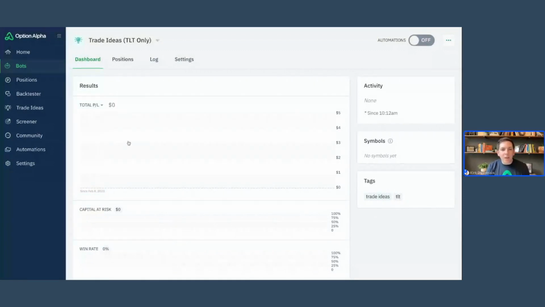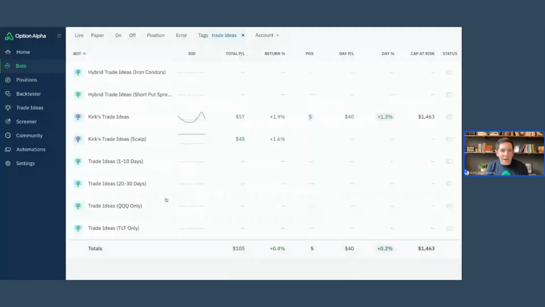So you could have a QQQ bot and a TLT bot, and these are all your trade ideas so you can see. And the reason I like doing something hybrid like this is because I want to start tracking how I do with my own trade ideas. Like we track what we do with regular bots and regular strategies, but now what I want to do is I want to only trade TLT.